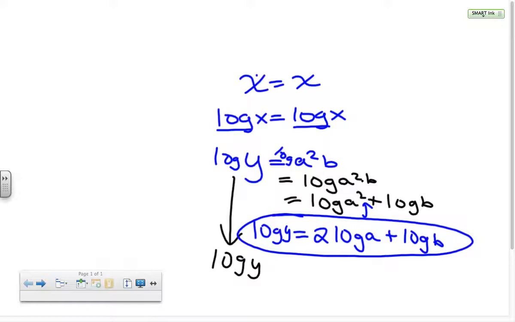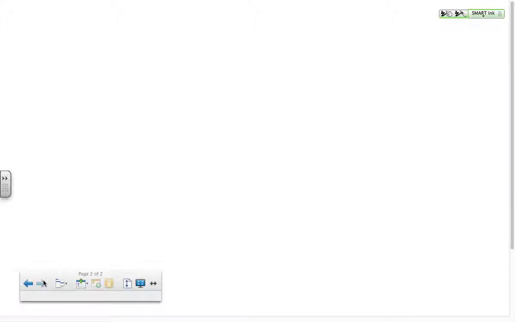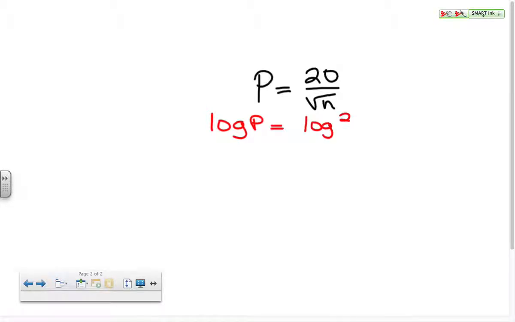Let's try another one. We'll start with the equation P equals 20 over the square root of n. So we're going to do the same thing we did to the last problem. We're going to throw a log in the front of each of those terms. Log p equals log 20 over the square root of n. Now again, log p is not going to change, but this right here, 20 over square root of n, we're going to want to manipulate that.